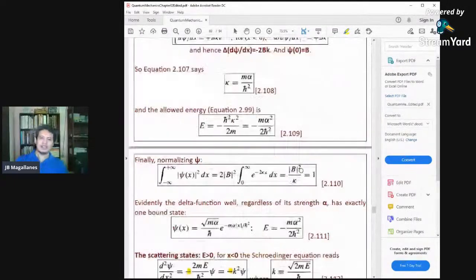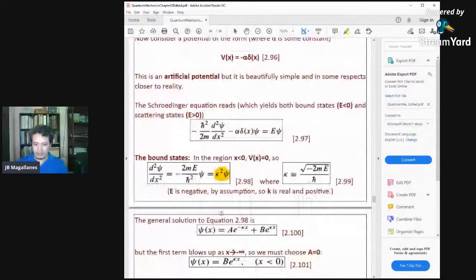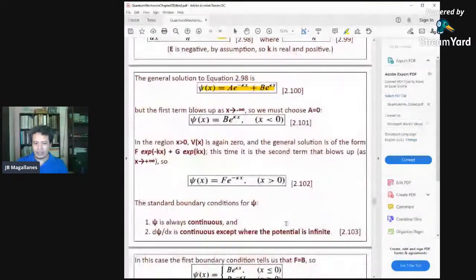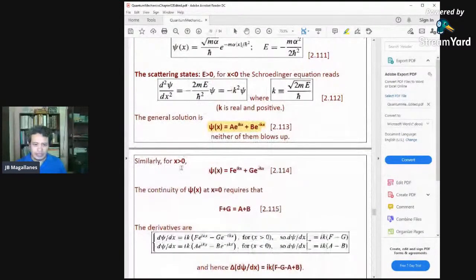In this case, for this differential equation, we have a positive, so we choose this solution, but we have a negative here, so that our solution will now include an imaginary number, i, here. So in this case, for x less than 0, none of these two will blow up because it's sinusoidal. This one is like sine cosine. None of these will blow up at the infinities. Similarly, for x greater than 0, the solution would also be of that form and none of them blow up.